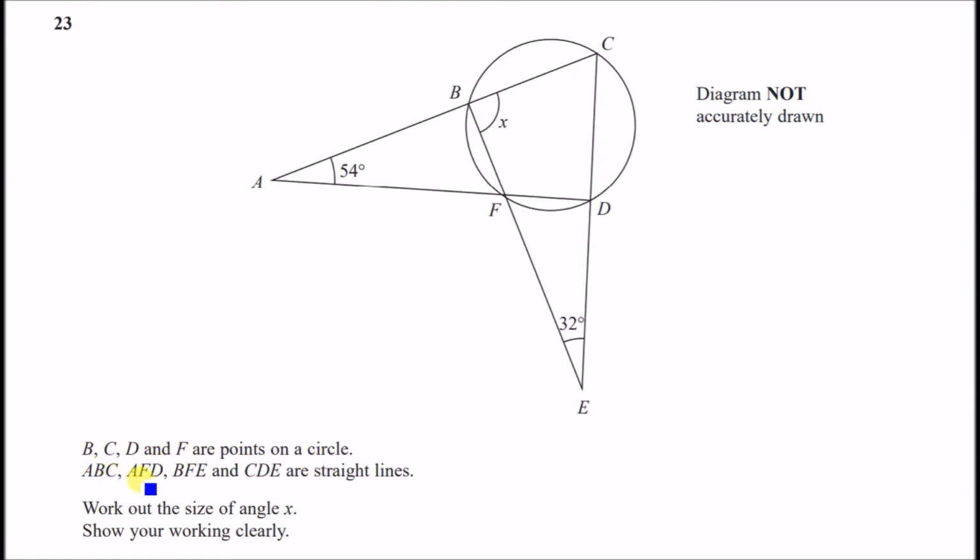A, B, C, A, F, D, and the rest are straight lines. So basically all of these are straight lines, yeah? Work out the size of angle X. Show your working clearly. Right, so this is a circle theorem question.